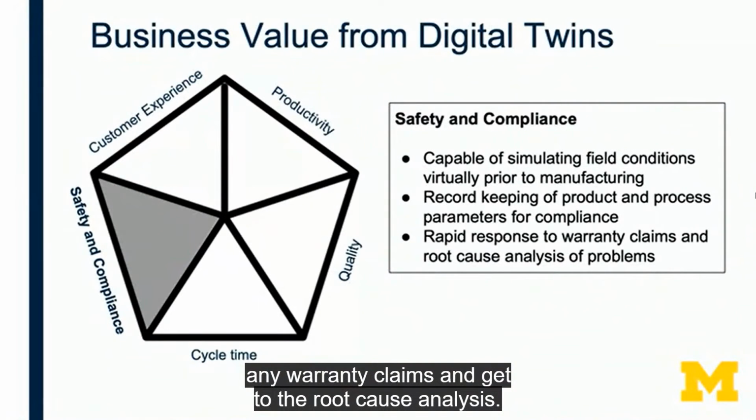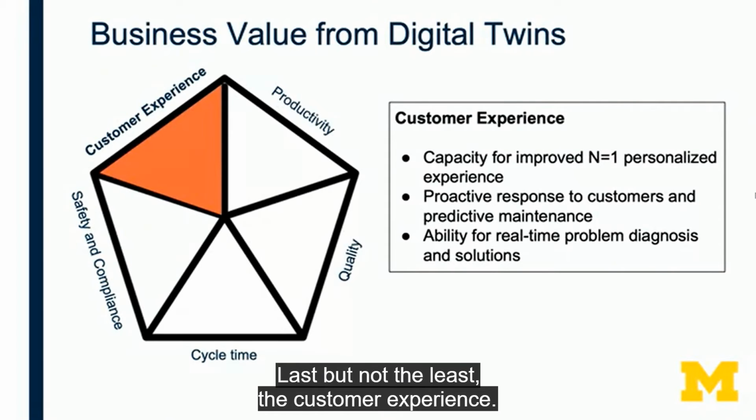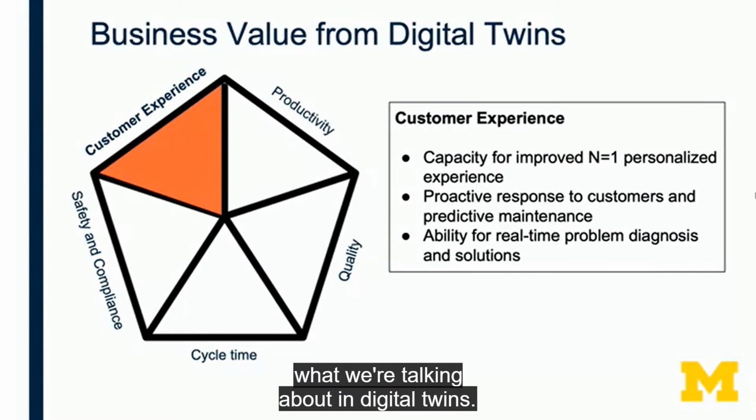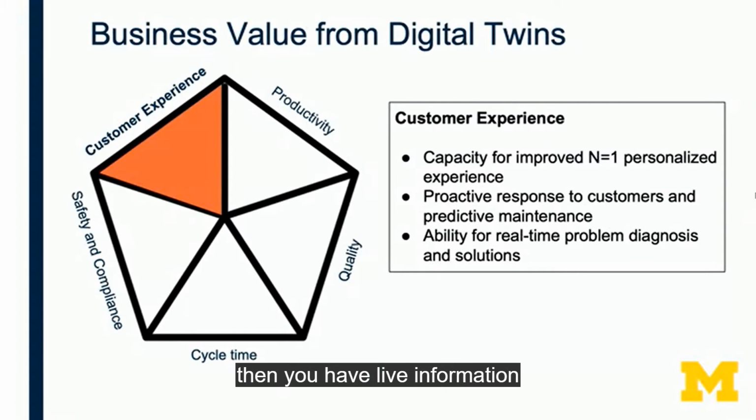Last but not the least, the customer experience. Now you can imagine I've been talking about, in the Hexatech trends, the big technology trends, about the emergence of embedded intelligence in products and process. Embedded intelligence is exactly what we're talking about in digital twins, right? Once you have the digital twin capability, this embedded intelligence in the products, then you have live information when the product is being used by the customer.